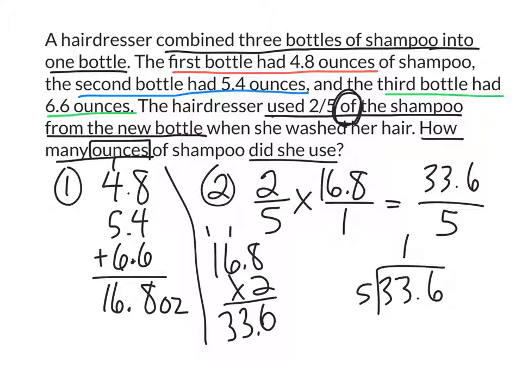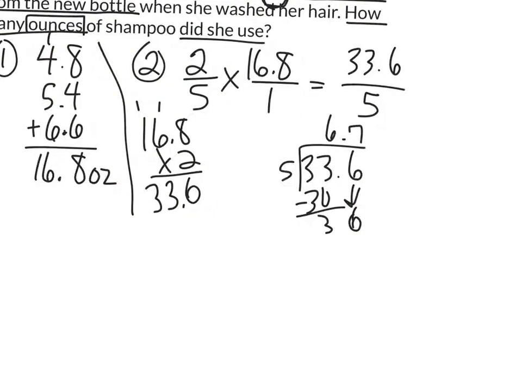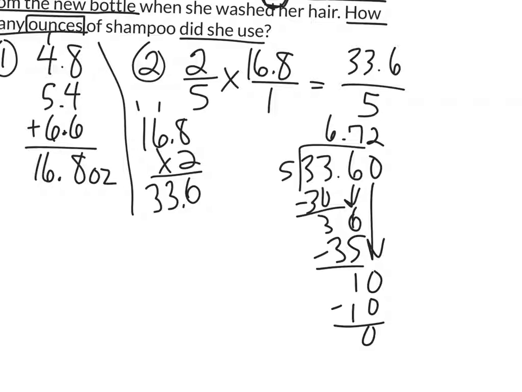So 5 goes into 33 6 times. 5 goes into 36 7 times. And then we'll have to add a 0. 5 goes into 10 2 times. So she used 2/5 of it, so she used 6.72 ounces.